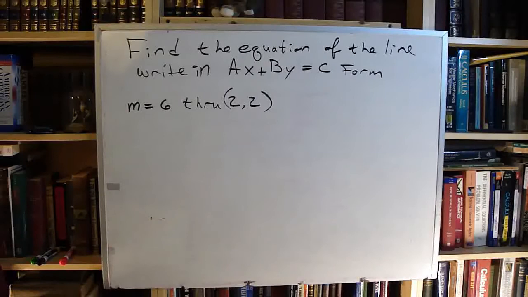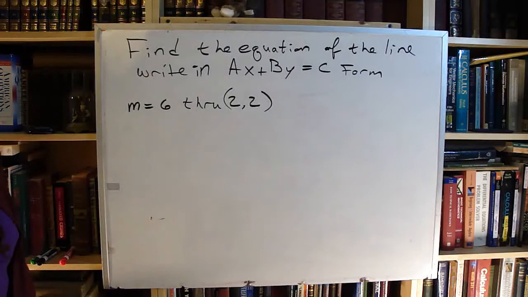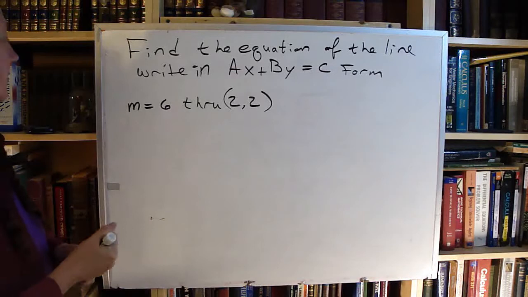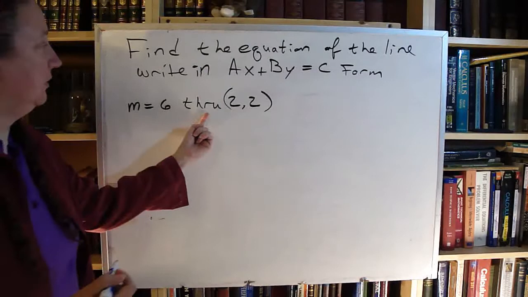Find the equation of the line with the given slope that passes through the given point. Write the equation in the form ax plus by equals c. The slope given is 6, and it passes through the point 2, 2.